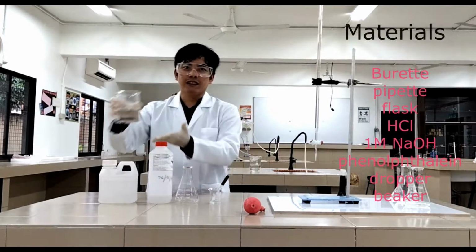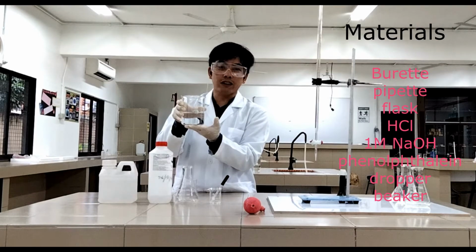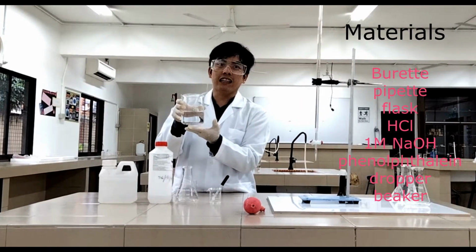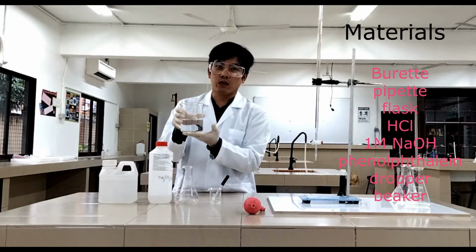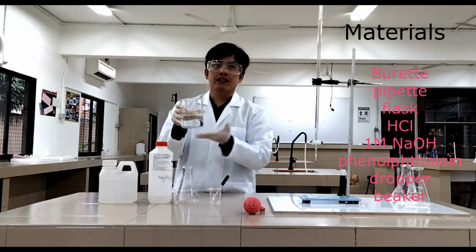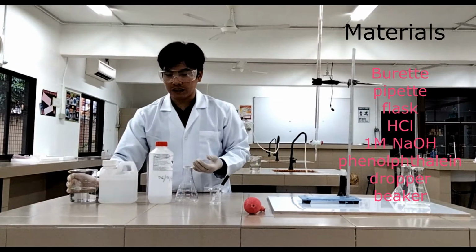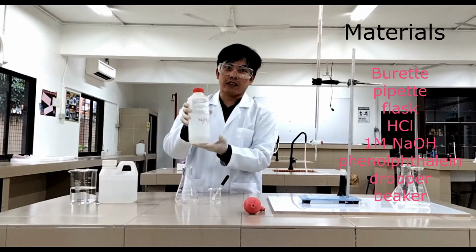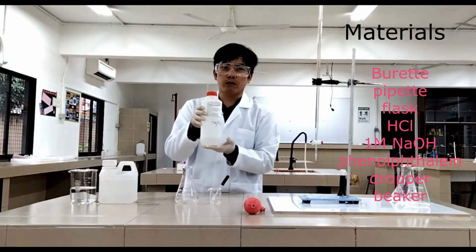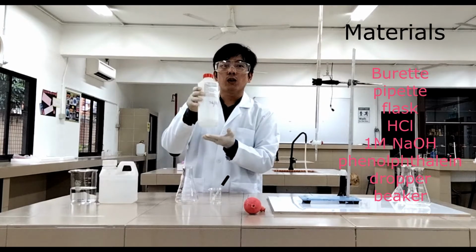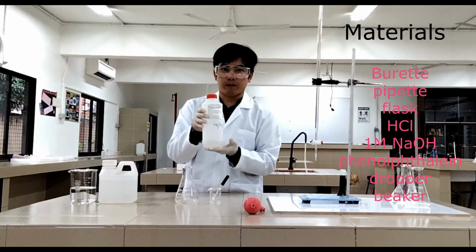First is the hydrochloric acid. We don't know the concentration of this hydrochloric acid, but this is a dilute solution. Dilute meaning to say the concentration is just low. But still, you have to use gloves because it's still corrosive. Okay? Next is sodium hydroxide. In this experiment, we are going to use 1 molar sodium hydroxide. 1 molar means 1 mole of sodium hydroxide per decimeter cubed.